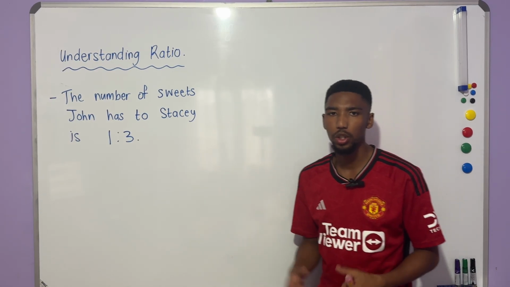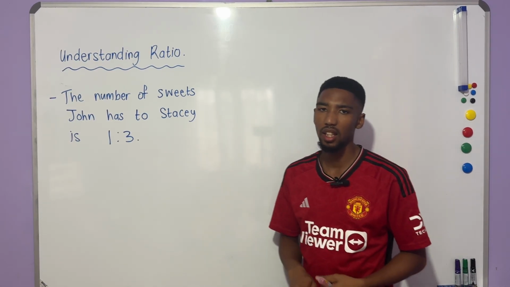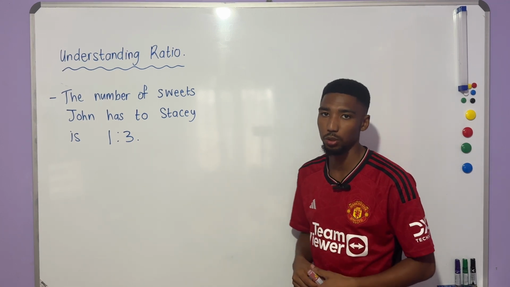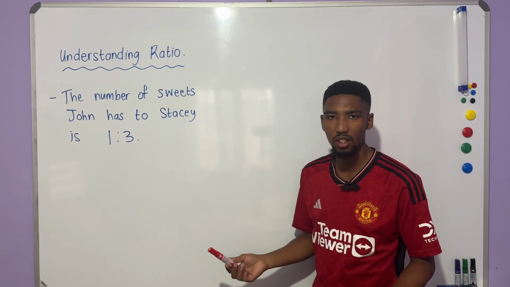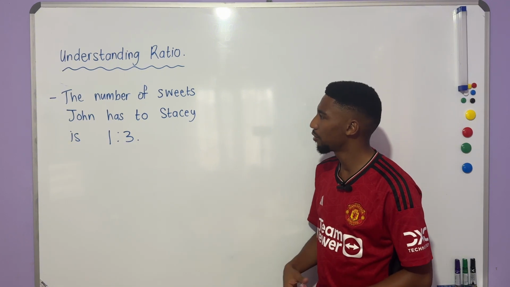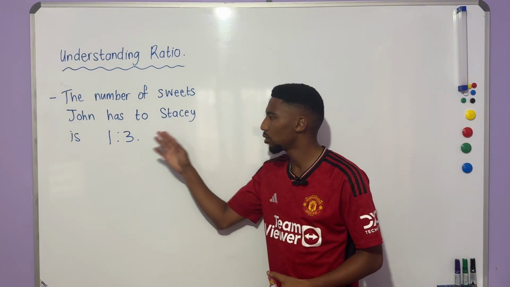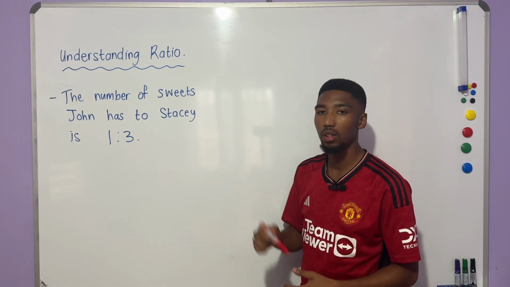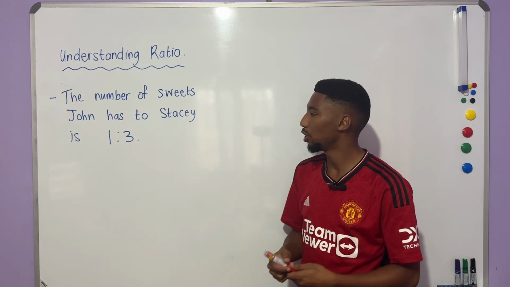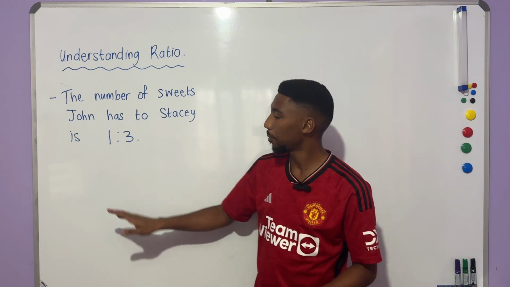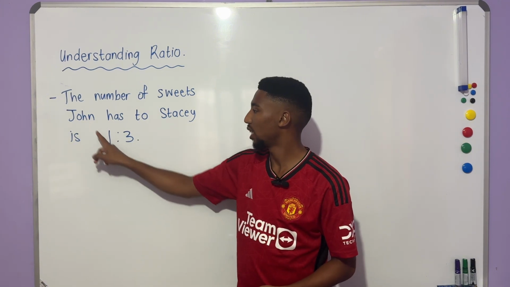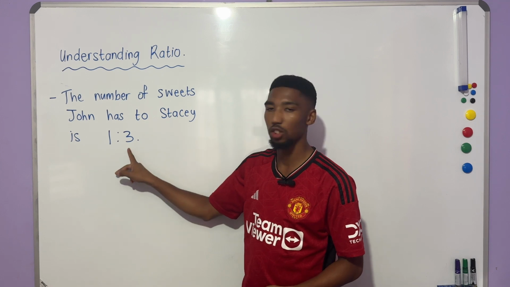Today's video we will be doing a short video about understanding ratios, simplifying ratios and sharing ratios. Firstly, just to quickly understand the ratio, if for example the number of sweets that John has to Stacy is 1:3. What is important to understand with a ratio is that this is saying for every one sweet that John has, Stacy has 3 sweets.